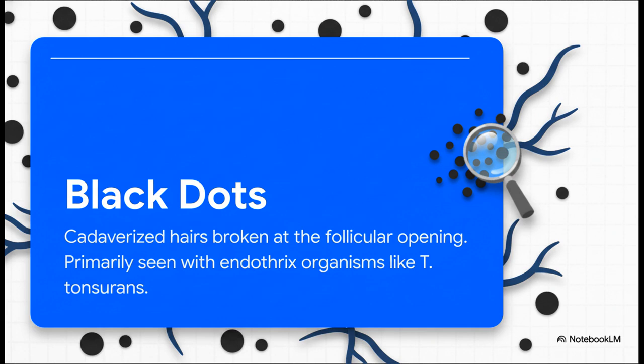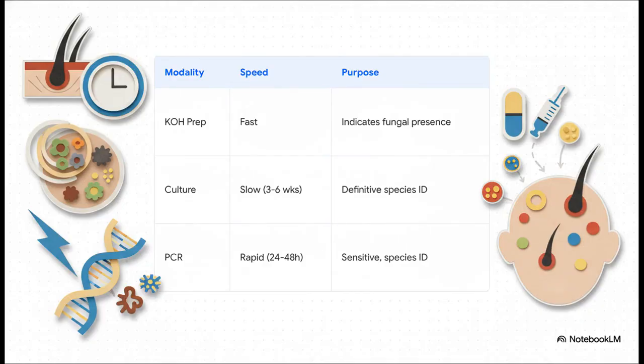Now, see how this all connects? This finding is a hallmark of that endothrix invasion pattern we covered, which means you'll primarily see it with organisms like T. tonsurans and T. violaceum. So, how do we get that definitive diagnosis? You've got choices. A KOH prep is super fast, but honestly, its sensitivity isn't great. Fungal culture is the classic. It'll tell you the exact species, but it's slow. We're talking 3 to 6 weeks. That's why PCR is often the way to go. It's fast, 24 to 48 hours, it's highly sensitive, and it gives you that crucial species ID.